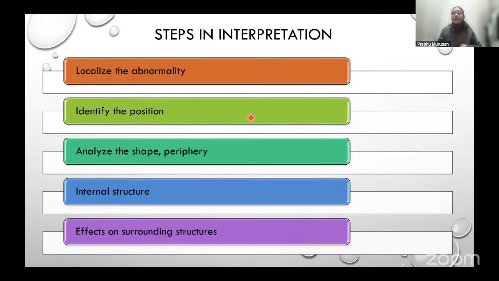Next, looking at the internal structure. When it comes to the internal structure, it can be either radiolucent, radiopaque, or a mixed radiolucent radiopaque lesion. So we have to analyze the internal structure. And the last one is effect on the surrounding structures.